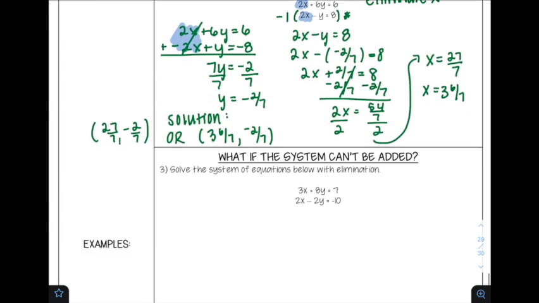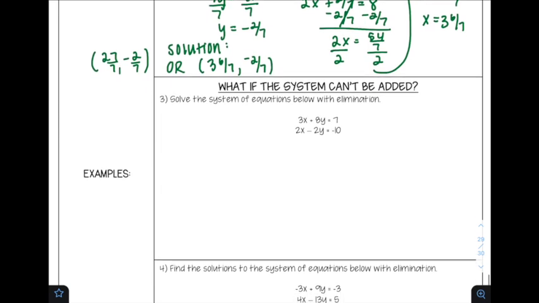So here's another situation. What if you can't add? So this would be our third scenario that we talked about in our steps in the beginning. So here we have 3x plus 8y equals 7 and 2x minus 2y equals negative 10. None of your coefficients or variables are going to be the same, and none of them are opposites. So here we just have to pick an equation and a variable that you want to eliminate.